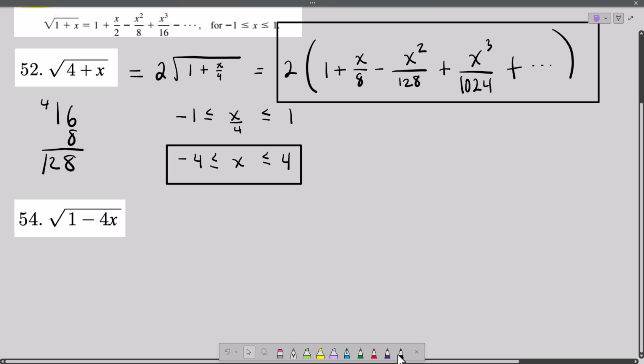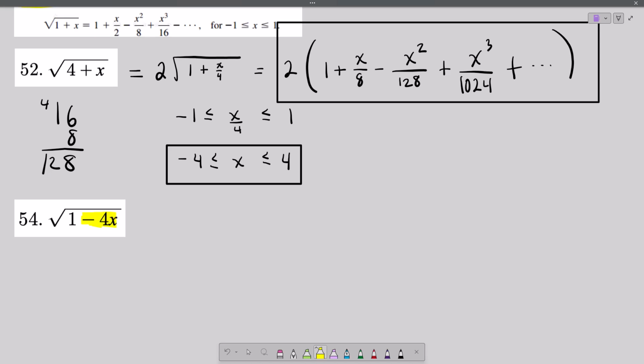Okay, here's another binomial. Here we're going to replace x with negative 4x. So negative 4x. So we look up there. We have 1, negative 4x over 2. I'll simplify it in a second. You don't have to simplify these. And then we plug negative 4x in for the next one.